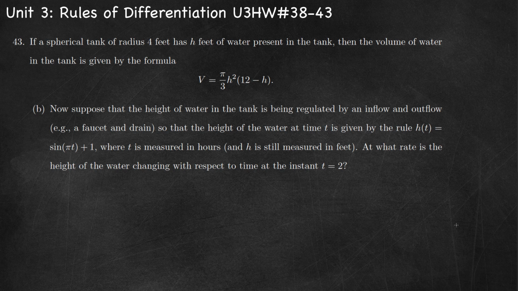Part B, now suppose that the height of the water in the tank is being regulated by an inflow and outflow, so that the height of the water at time t is given by the rule h of t equals sine of pi t plus 1, where t is measured in hours and h is measured in feet. At what rate is the height of the water changing with respect to time at the instant t equals 2?